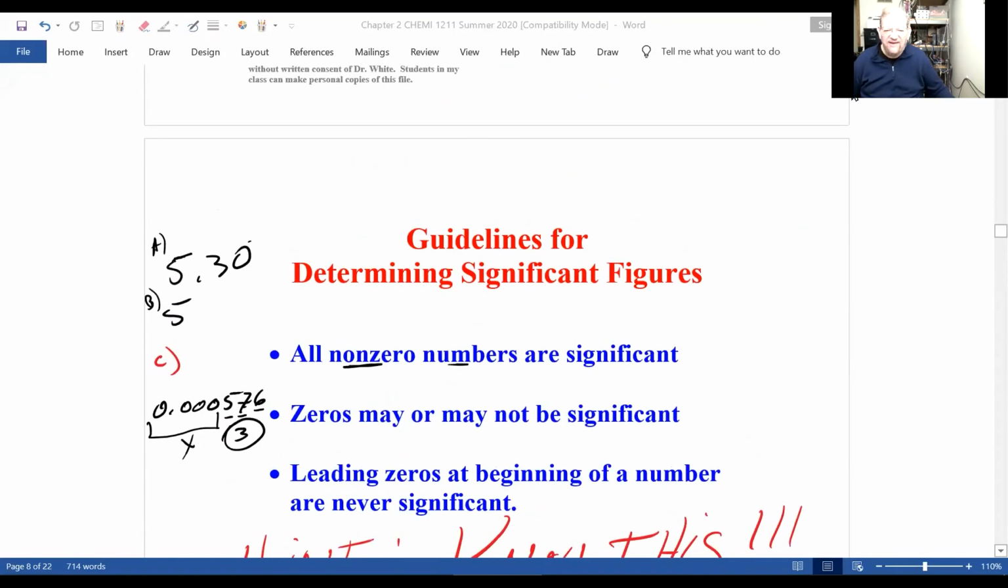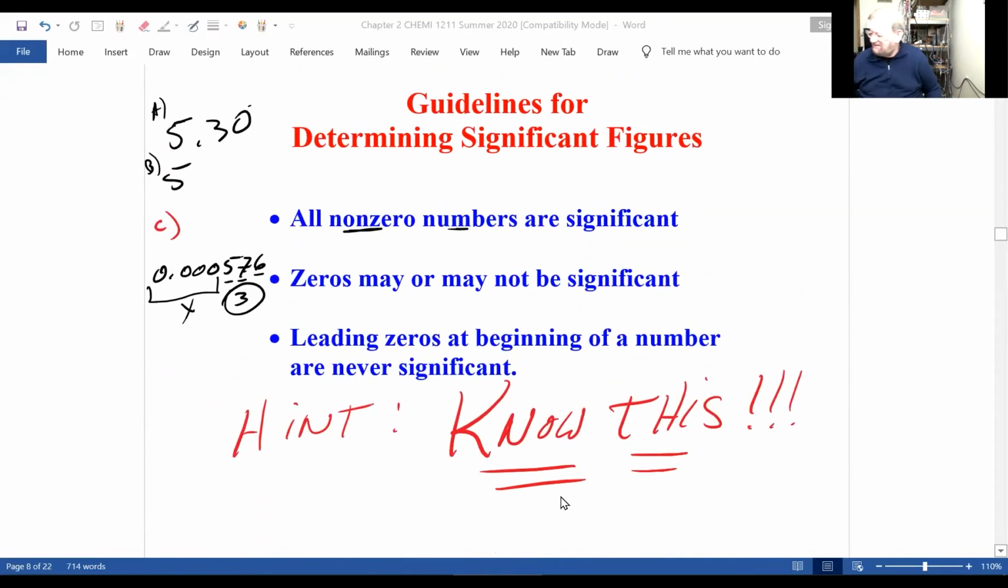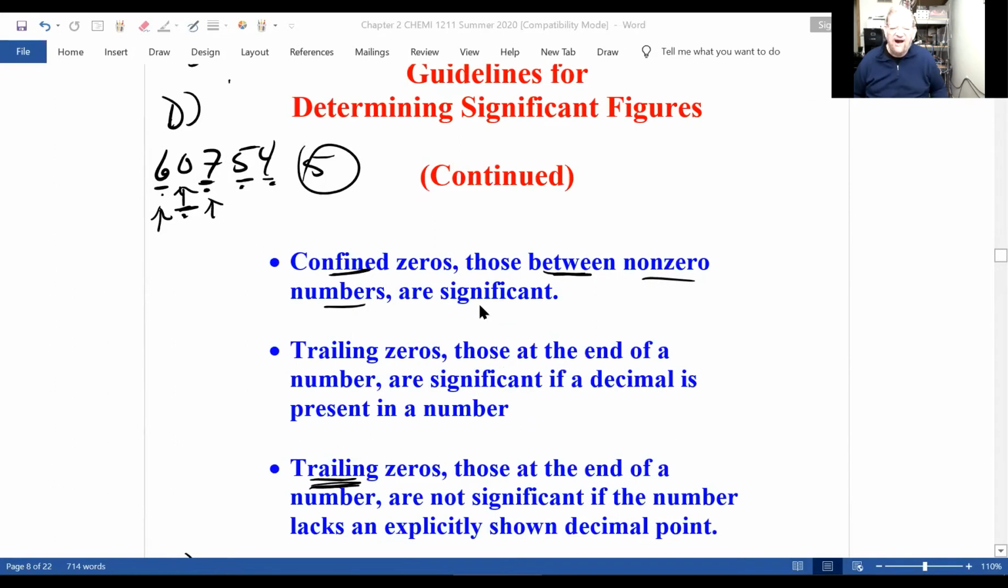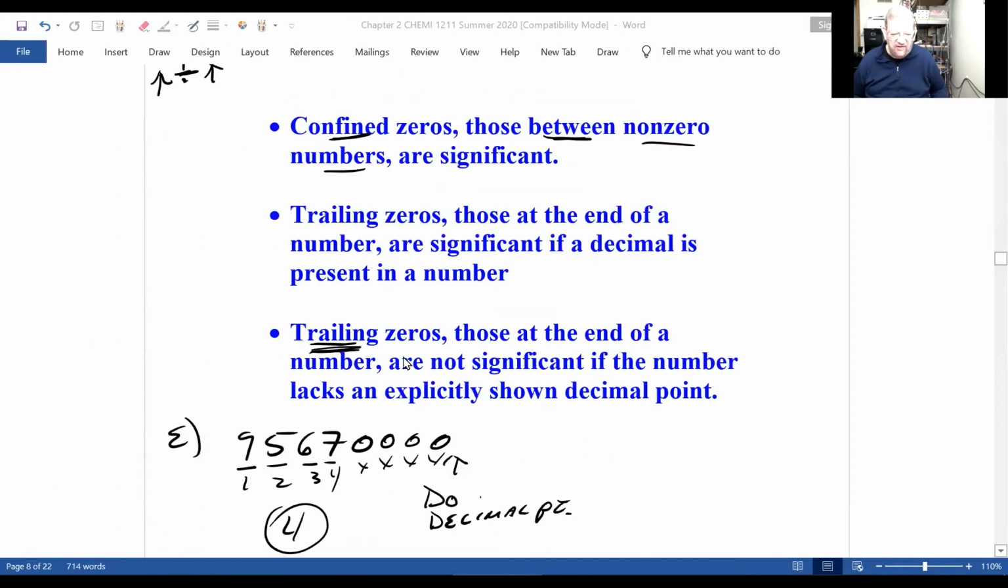And let's go through this again, because repetition is good for your grade. Also, you get to learn it. All right, if I were to ask on a test, how many significant figures does the following number have? What are things you should know? All non-zero numbers are significant. Leading zeros at the beginning of the number are never significant. Never. Confined zeros, those between numbers, are significant. Trailing zeros, those at the end of the number, are significant if a decimal point is present. If there's no decimal point present, trailing zeros at the end of a number are not significant if the number lacks, and here's the important thing, an explicitly shown decimal point.